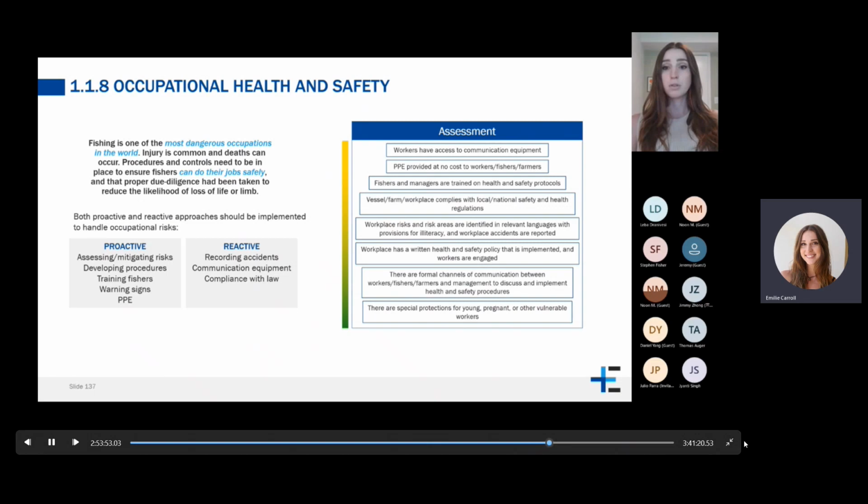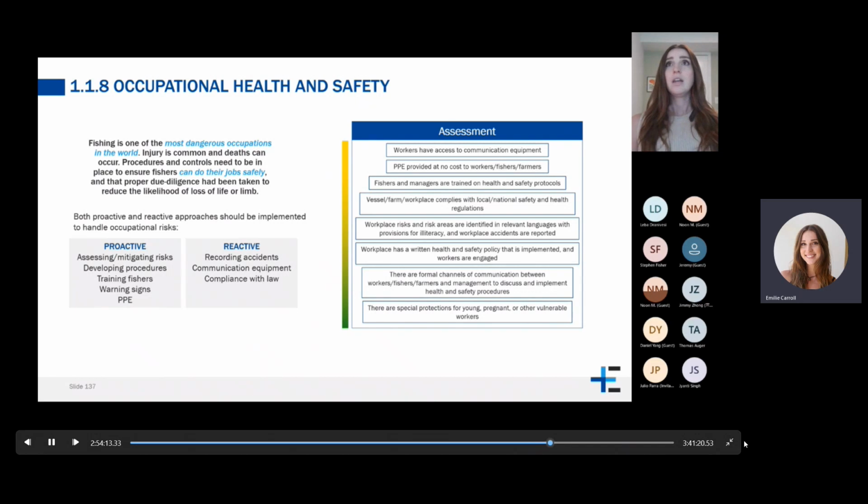So this is first and foremost understanding, assessing, and mitigating risks proactively. Developing policies and procedures on health and safety, making sure fishers are trained, having warning signs in dangerous areas, and then of course the provision of personal protective equipment is an important proactive step to take.